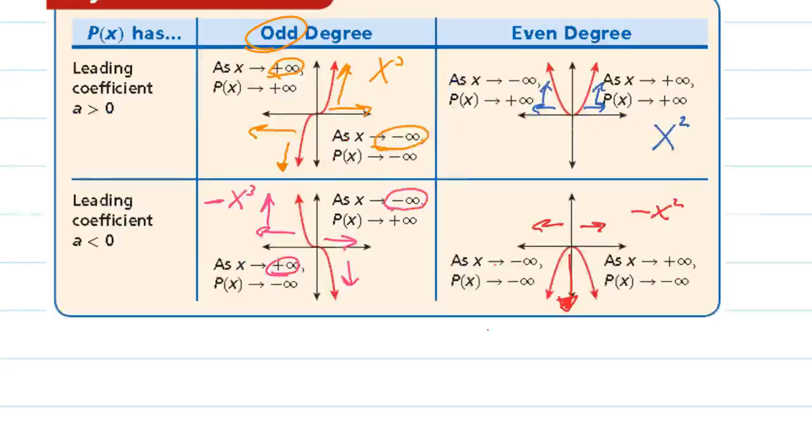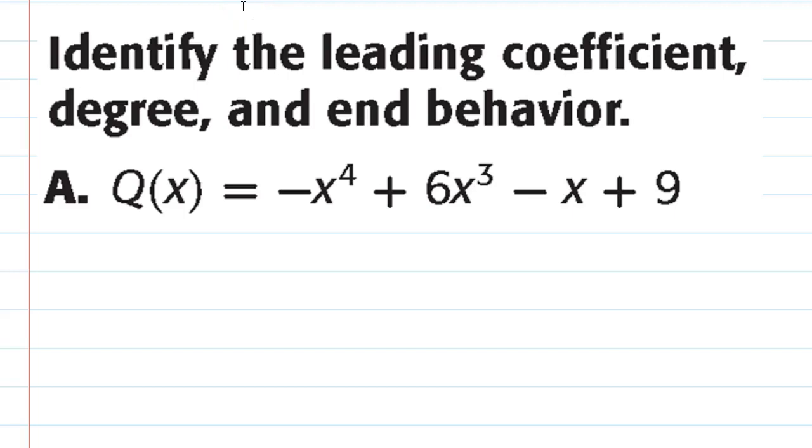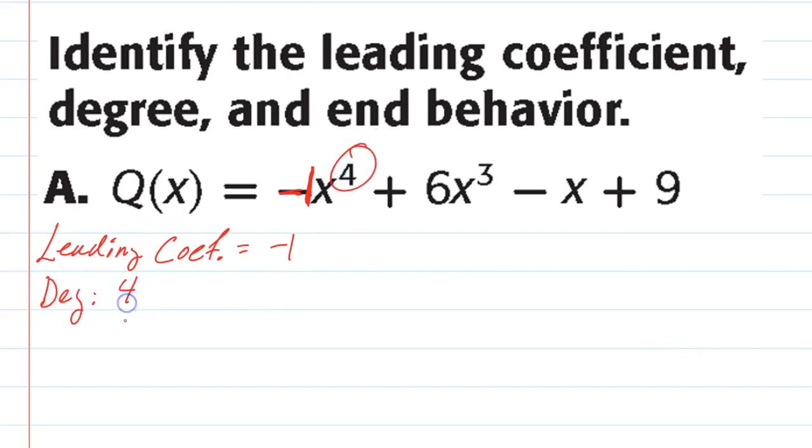Let's go through a few questions. This one says to identify the leading coefficient, the degree, and the end behavior. Now if we take a look at this, it's already in standard form. That makes life really easy. Our leading coefficient is the number in front. So we have a negative 1 right there. Our degree is the largest exponent, which is right there, the 4th degree.